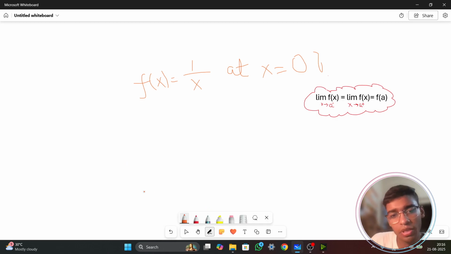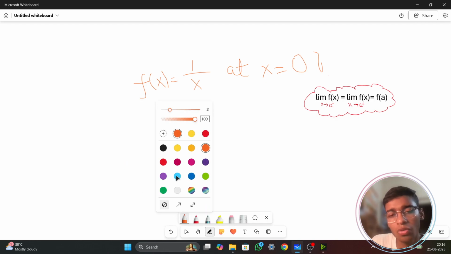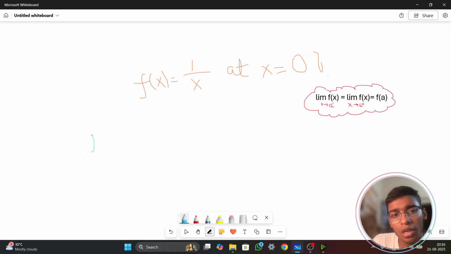Let me get my pen out to show you. Let's use blue color. First, I will write the limit. My function is f(x), so instead of f(x) I put 1 by x. And at what point do I need to check? I need to check at a negative. Here a is 0, because x tends to a. So I will first check at 0 negative.